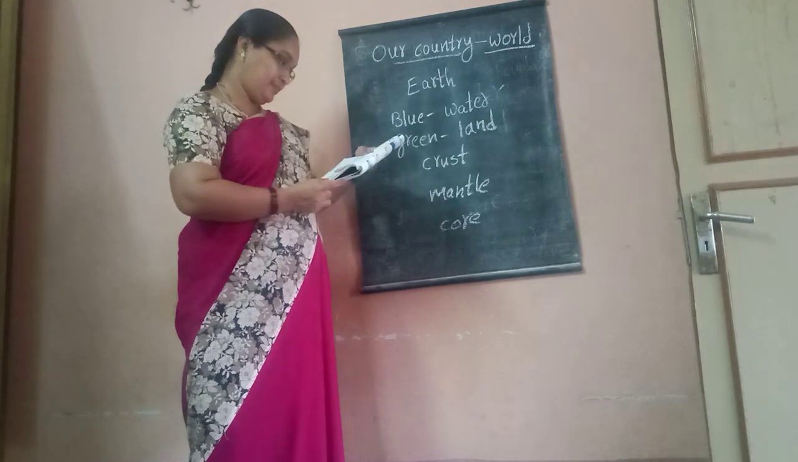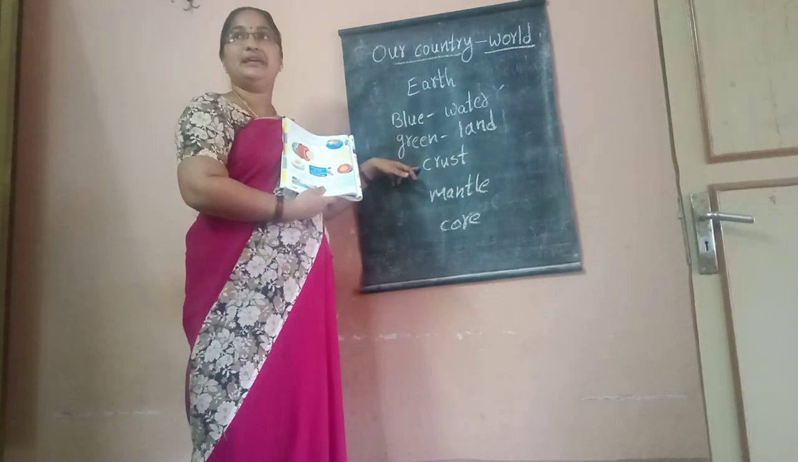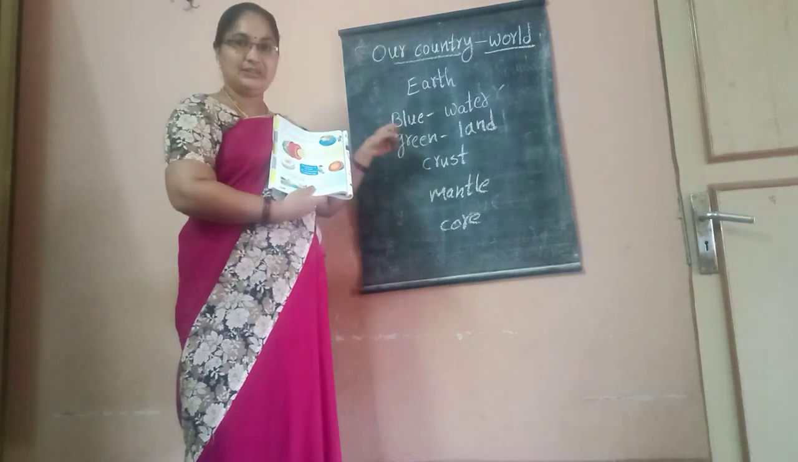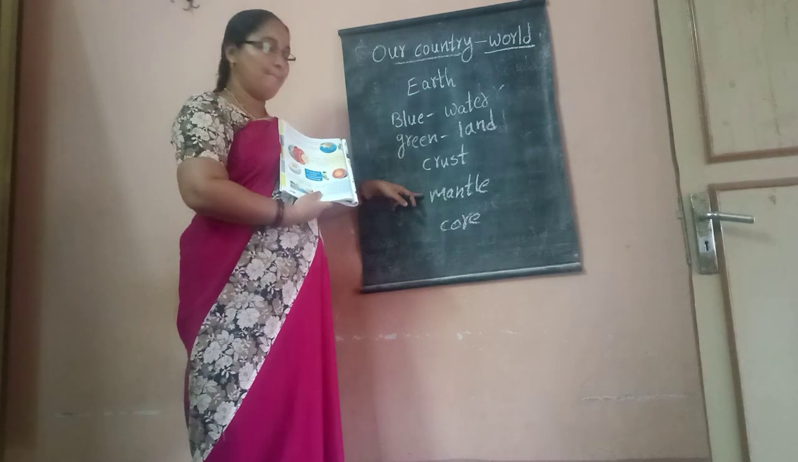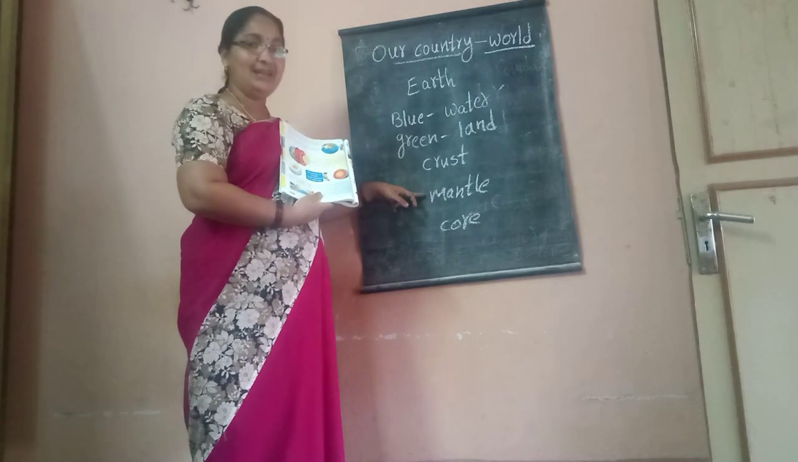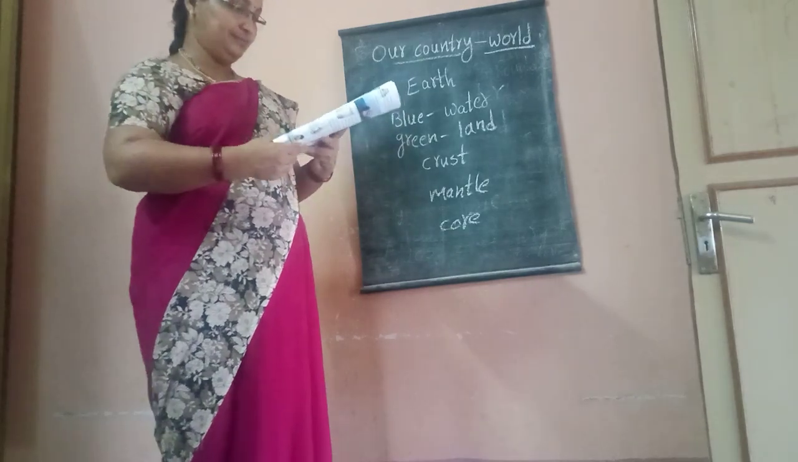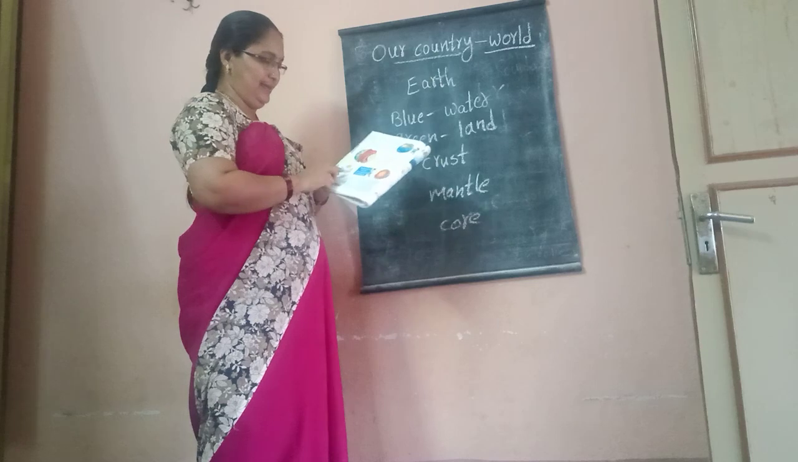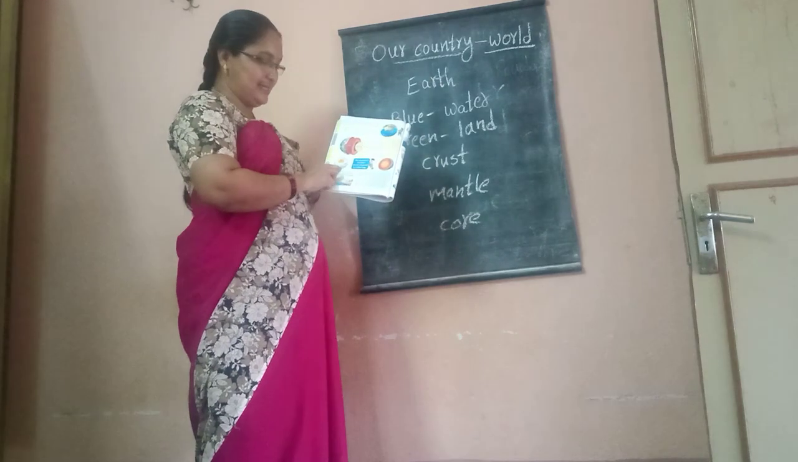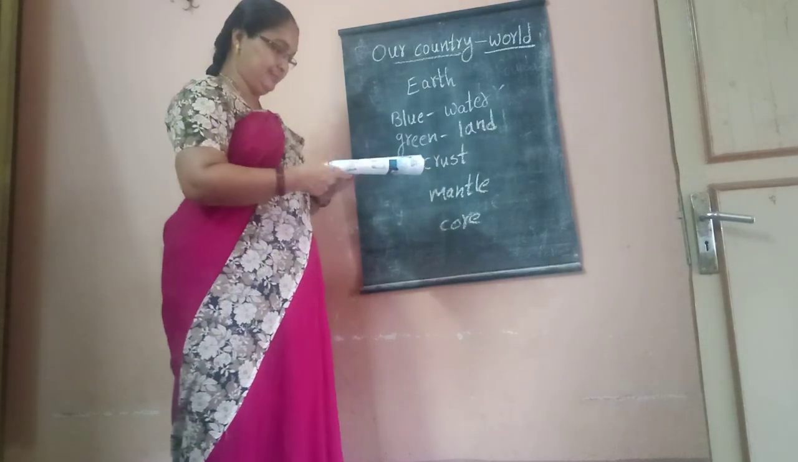Okay. Structure of our Earth. The shell on the boiled egg is called the crust, the boiled egg white is called the mantle, and the yolk is called the core. Okay. The structure of the Earth can be compared to a boiled egg. Shell is crust, white is mantle, yolk is core.